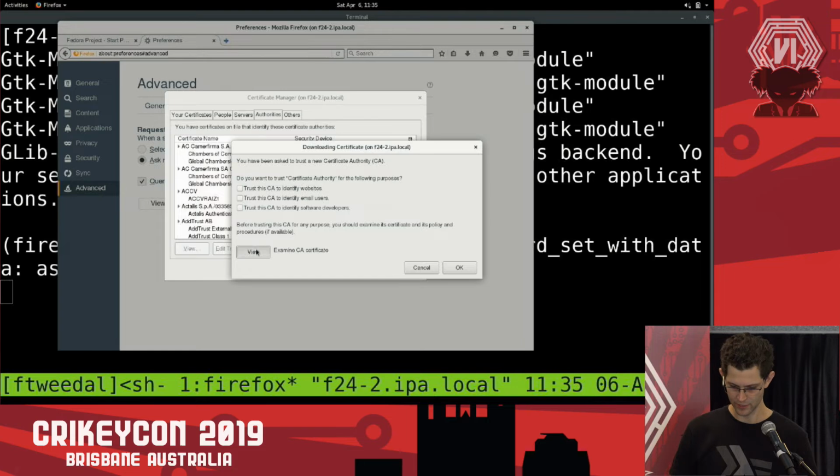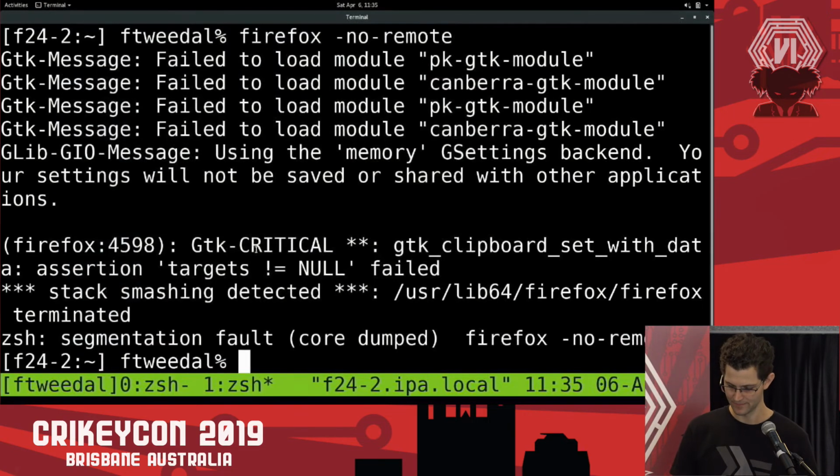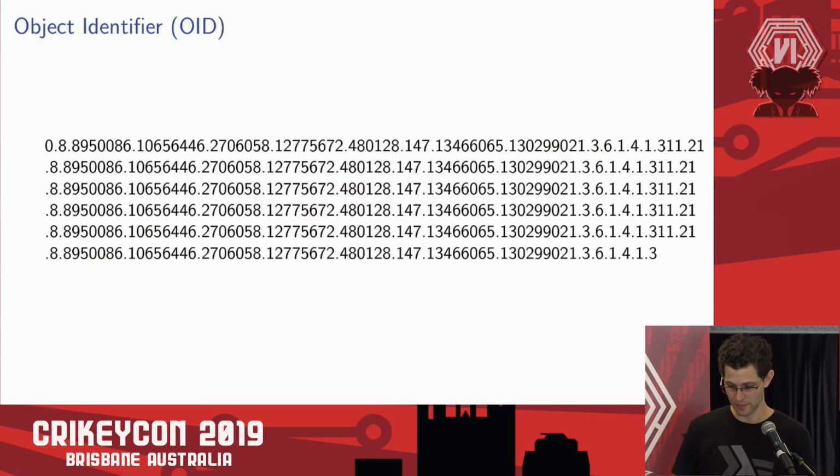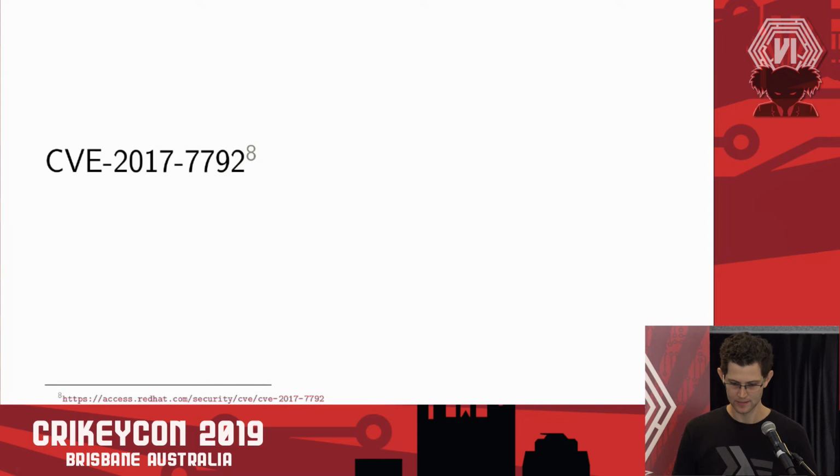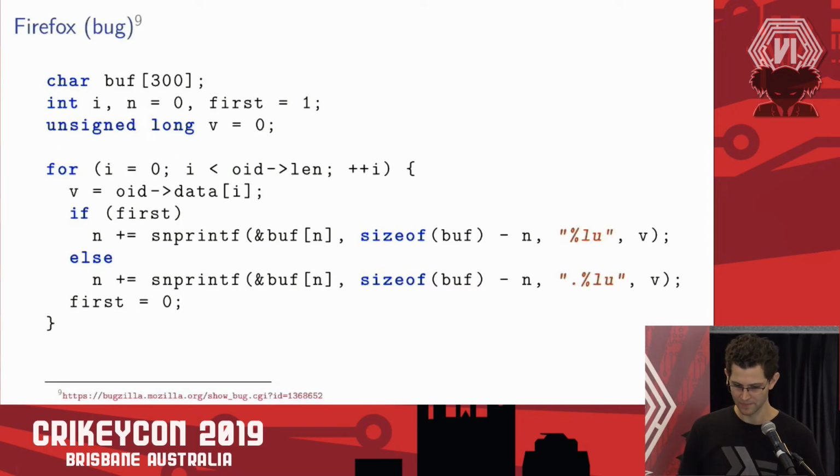And let's view it, and bam, this just crashed, segfault. So there you go. That was a similar issue again. Firefox uses NSS, not OpenSSL. That was the CVE for this one. But the bug was basically the same thing. Filled up the buffer, didn't null terminate it because of a bad assumption about how big an OID can be.